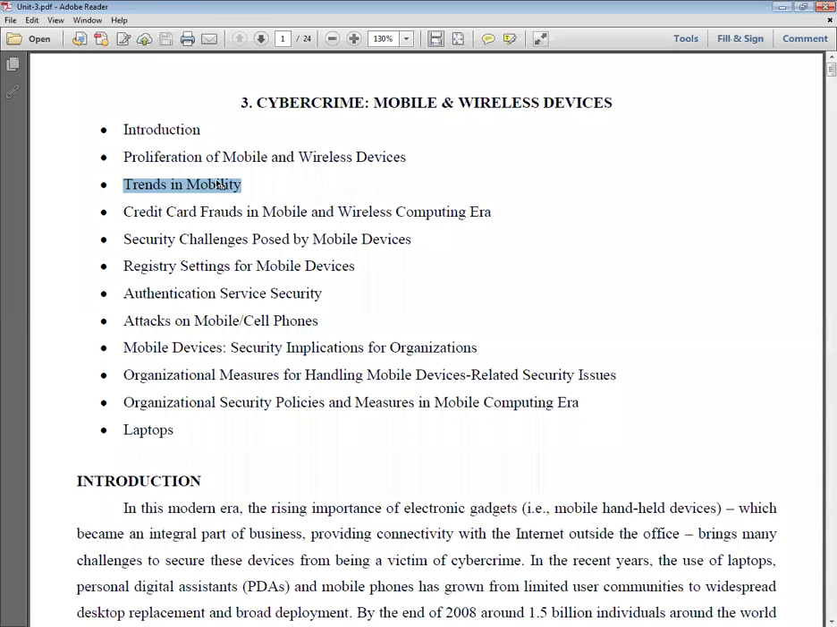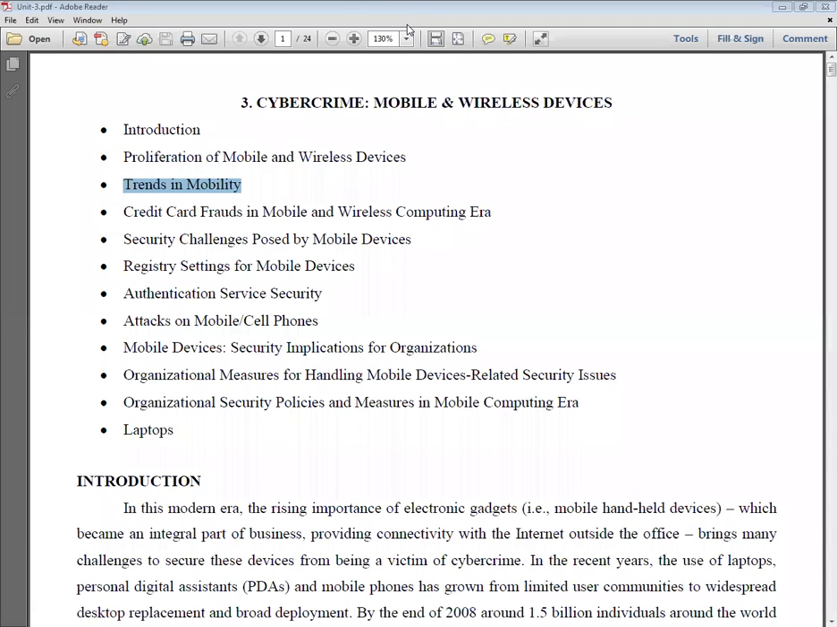Next, in our mobile device, there is an option called registry settings. That will be discussed as the sixth topic. And the seventh one is authentication service security. How can we provide authentication in order to provide security for the service? And the next topic is what different types of attacks are performed on mobile or cell phone devices.